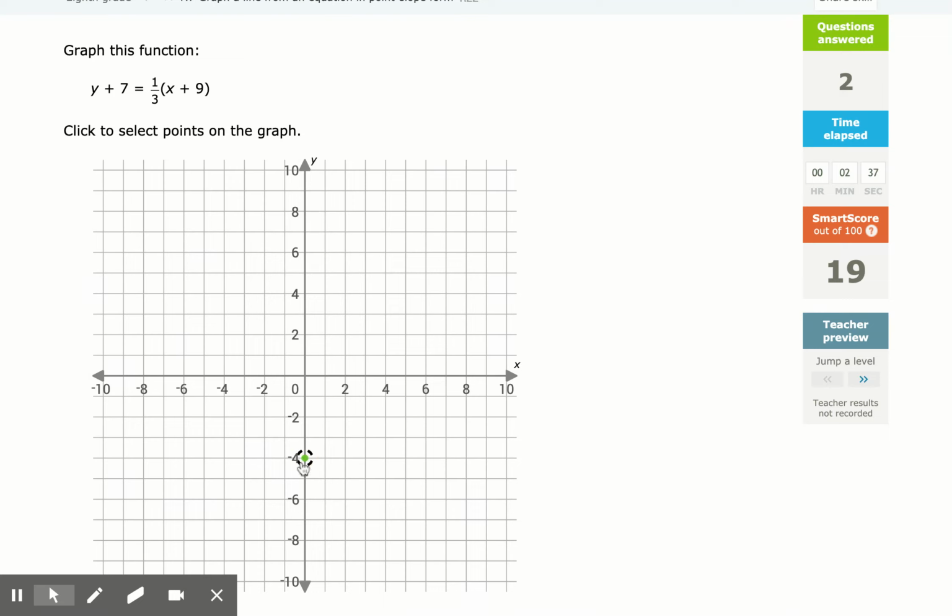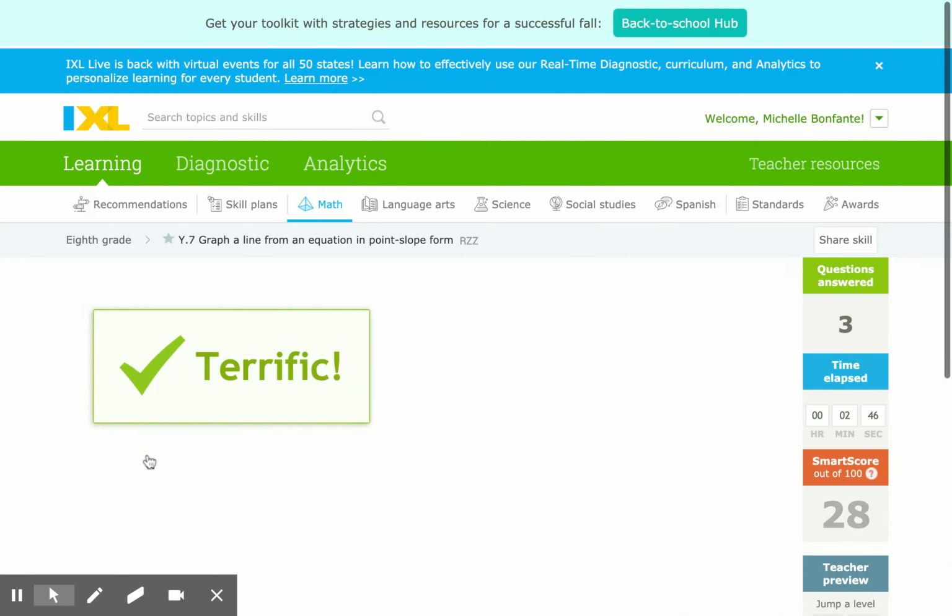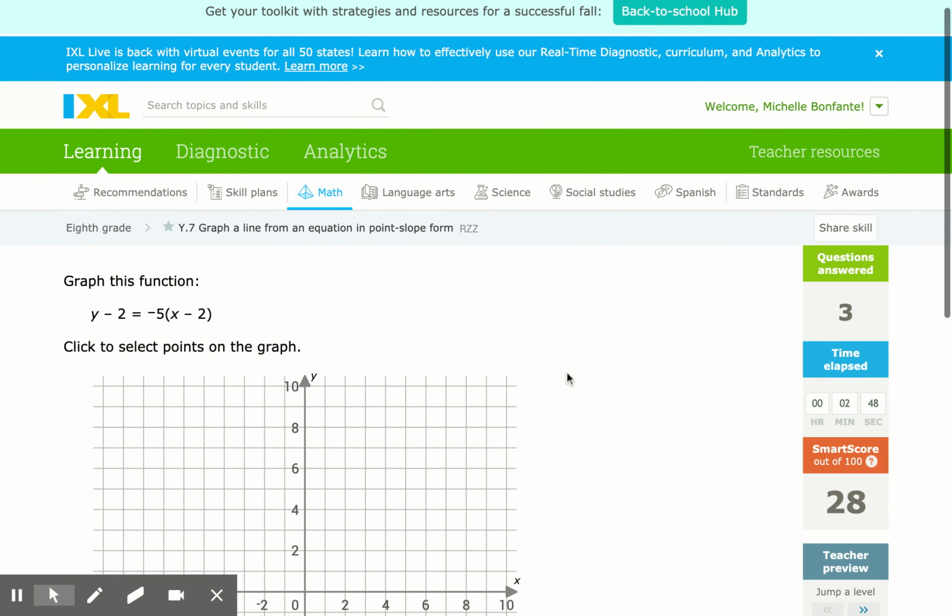So I go to the -4, I make a point, and then I use my slope, up 1 over 1, 2, 3, and that gives me another point. Okay, and then you just take it from there.